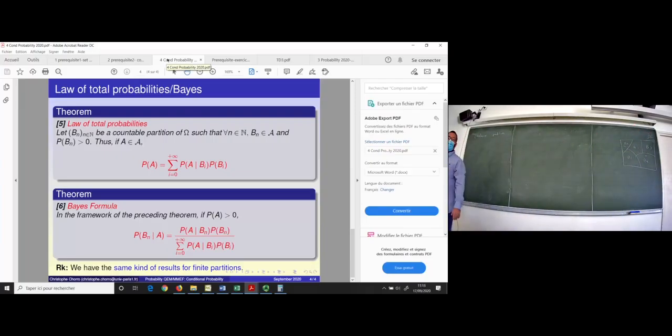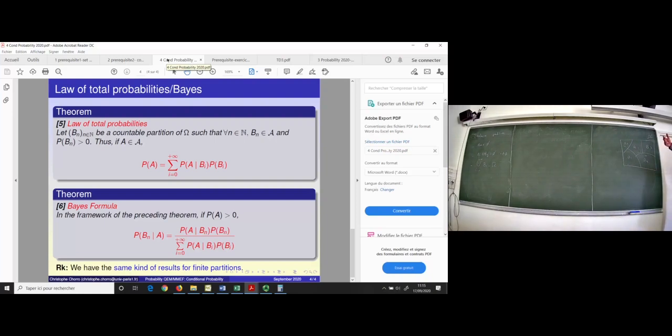So if I write it correctly here, what is a partition? Three things. I work with non-empty sets. I want them to be pairwise disjoint. And the union of all of them is equal to my universe, omega. Okay? So this is the definition of a partition.